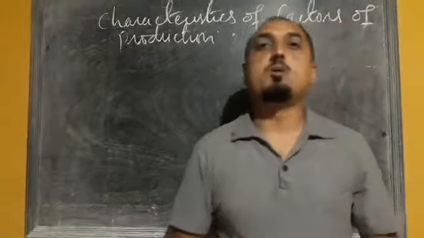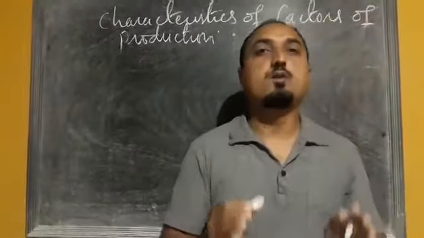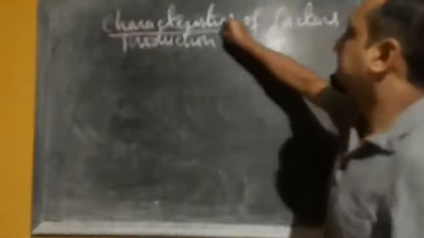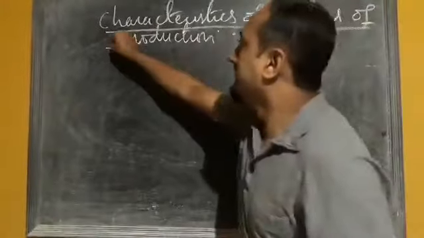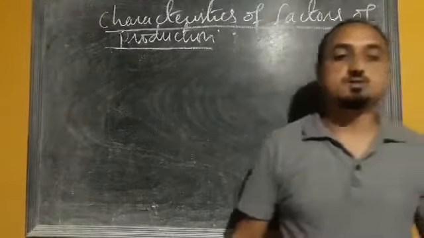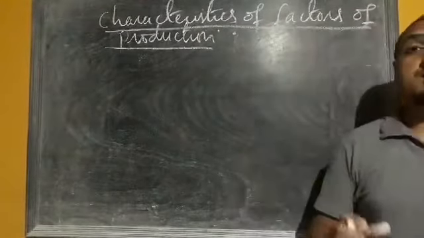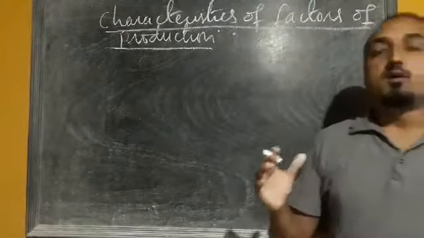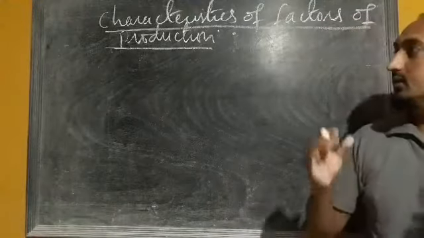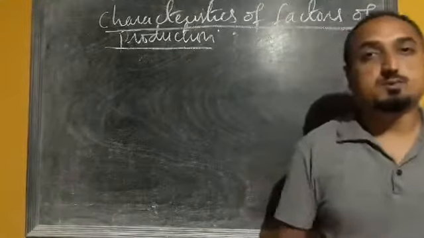Students, so today's topic we have characteristics of factors of production. What are the different characteristics of factors of production that we are going to discuss today? So first characteristic: production is the outcome of cooperation among the various factors of production.